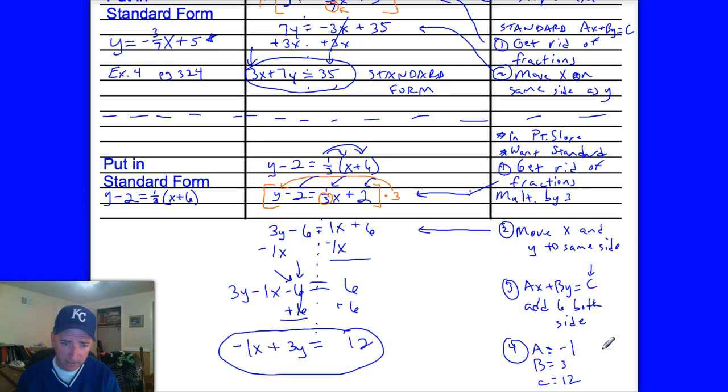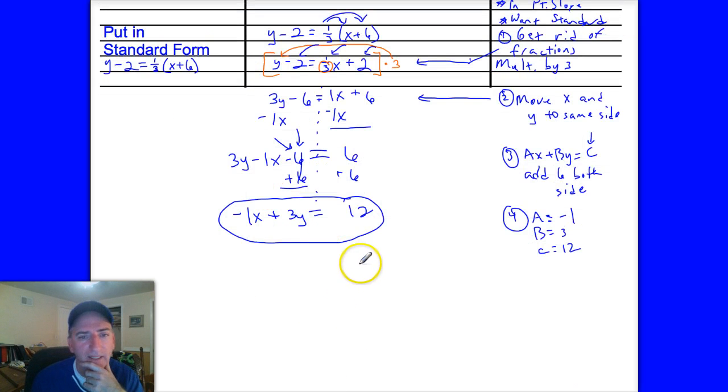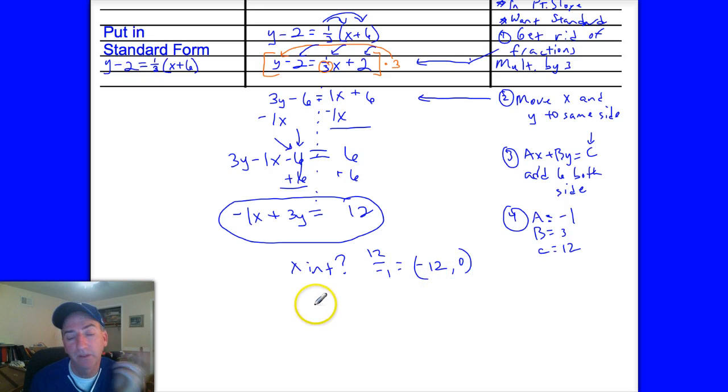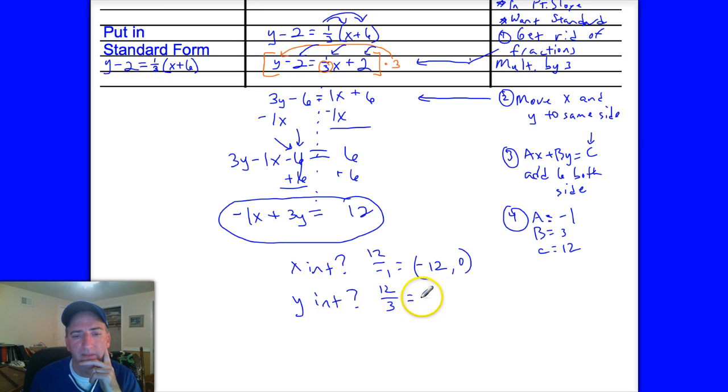So again, if I asked you, what's the x-intercept of this? Can you do that in your head, just for fun? What is the x-intercept? It's 12 divided by negative 1, which is negative 12. So the x-intercept is negative 12, 0. That's the point of standard form. What's the y-intercept? It's 12 divided by 3, which would be 4. It would be 0, 4. That's the point of standard form right there.